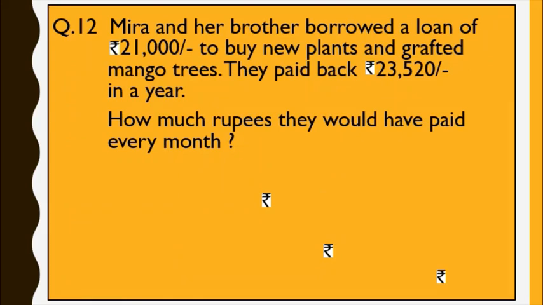Now question number 12, it is like question number 11 only. Meera and her brother borrowed a loan of rupees 21,000 to buy new plants and grafted mango trees. They paid back rupees 23,520 in 1 year. How many rupees they would have paid every month?